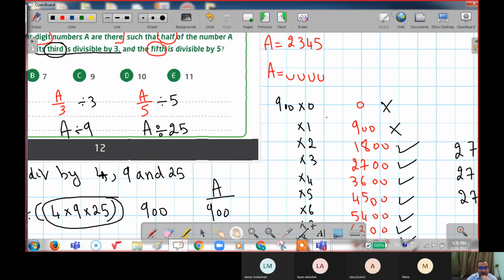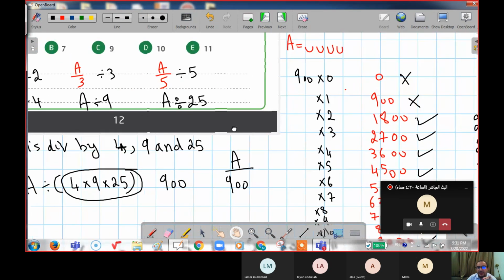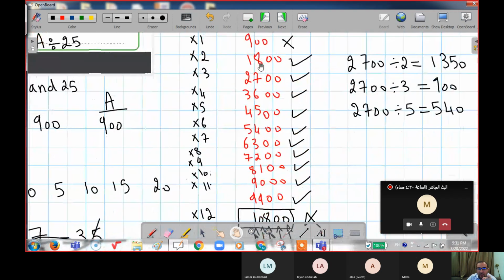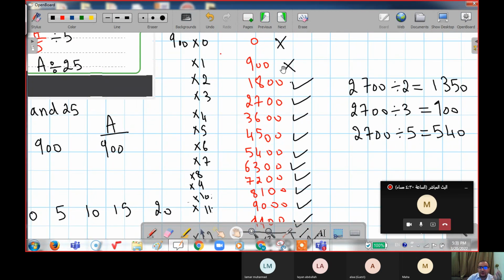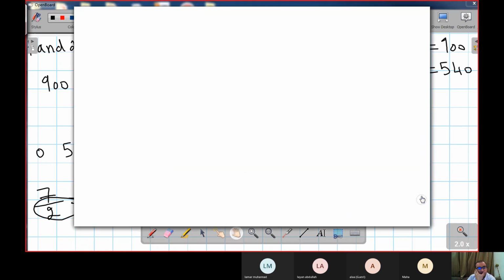The multiple choice is which one? It must be D, 10, because we have 10 numbers. I counted here: 1, 2, 3, 4, 5, 6, 7, 8, 9, and 10. I cannot choose 0 and 900 because A must be formed from 4 digits. And I cannot choose 10,800 because 10,800 is formed from 5 digits.